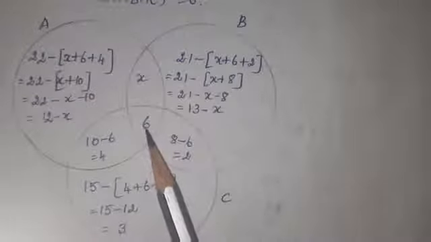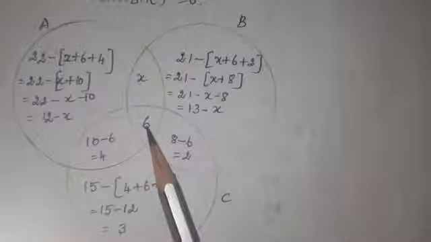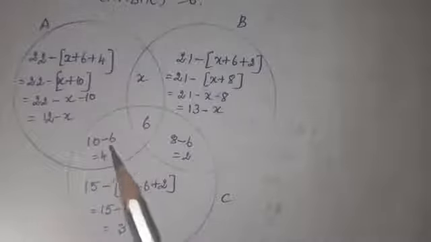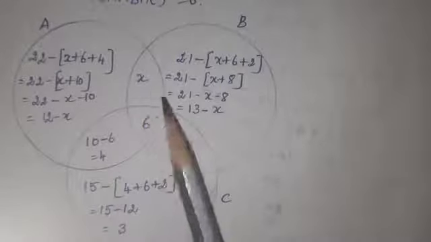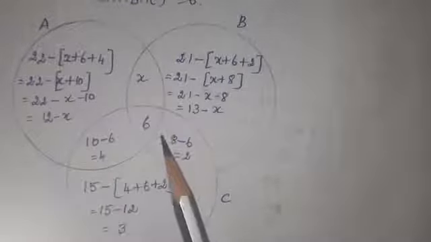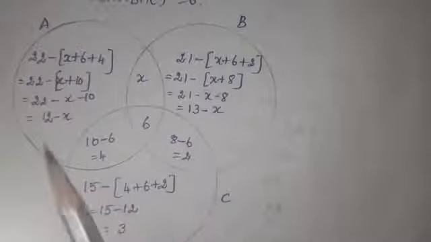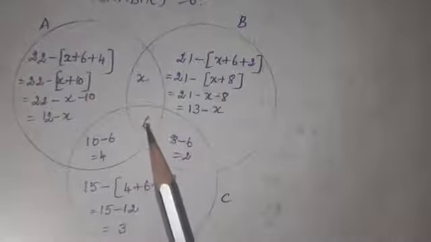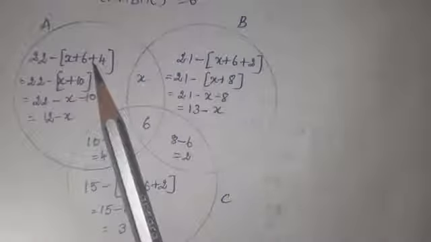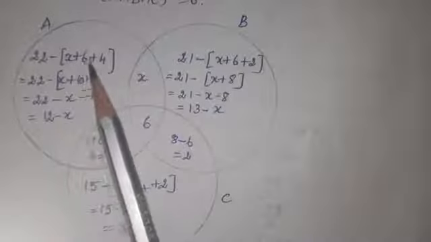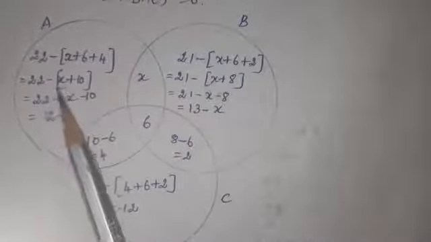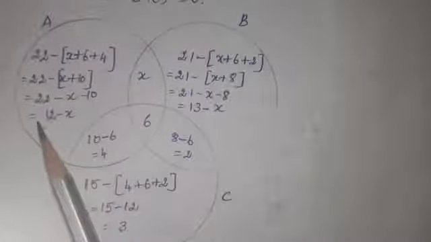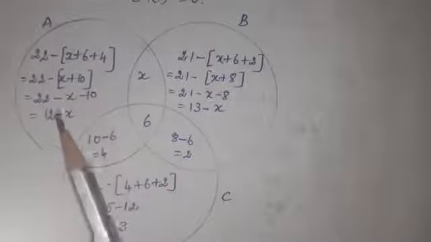Already I told you 6 is given here, now you should subtract 6. So 10 minus 6 is equal to 4. Here we don't know, so you write X. Here they gave in the question 8 minus 6 is equal to 2. Come to here, 22 minus: you add this one, X plus 6 plus 4. Here written 22 minus X plus 6 plus 4, which is 10. 22 minus X minus 10, taking the minus inside, is equal to 22 minus 10 is 12 minus X.